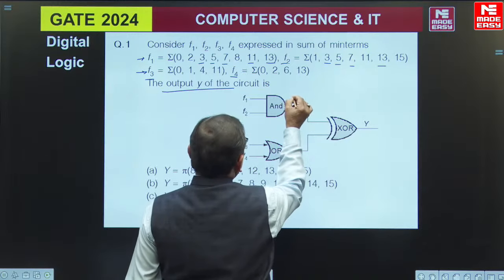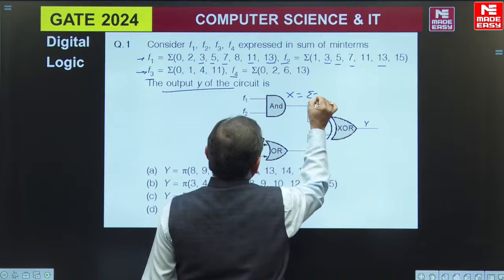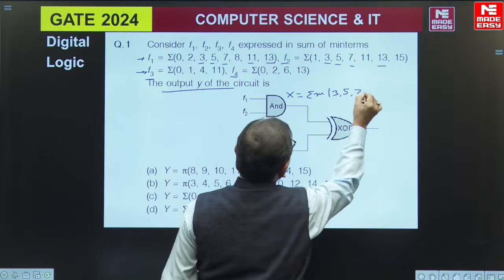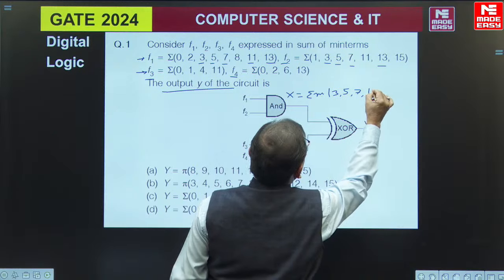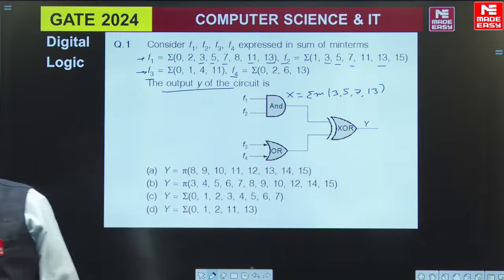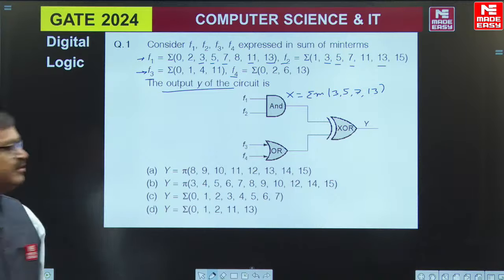So if you name the output of the AND gate as X, the X minterms are 3, 5, 7 and 13. They are the common combinations among F1 and F2.